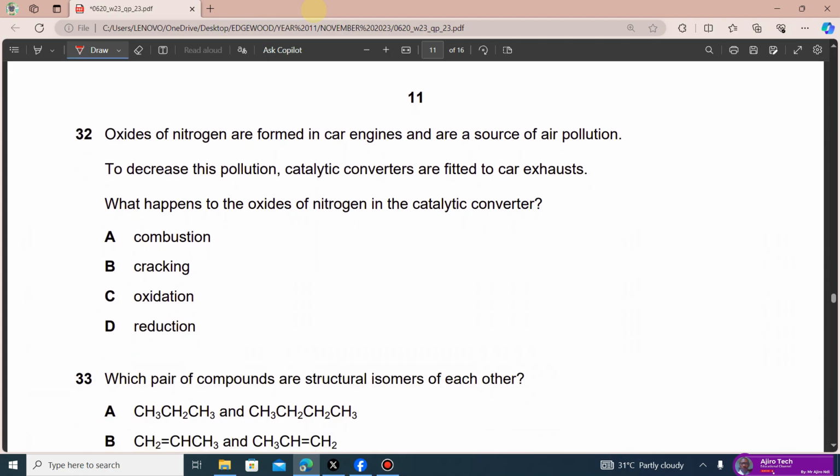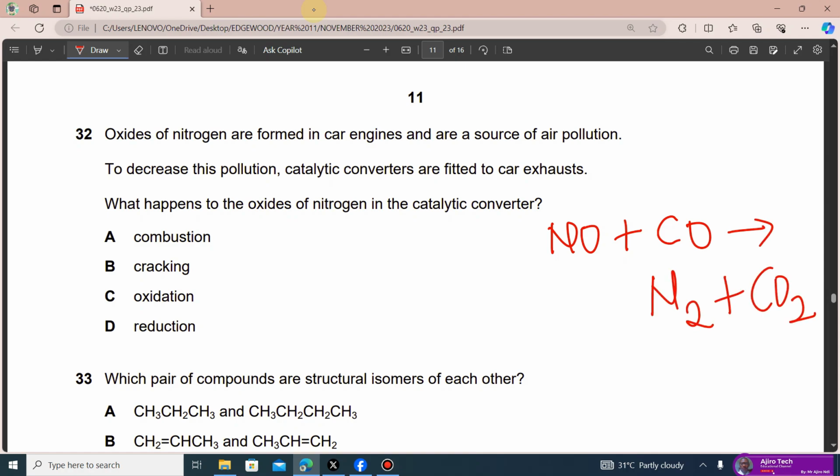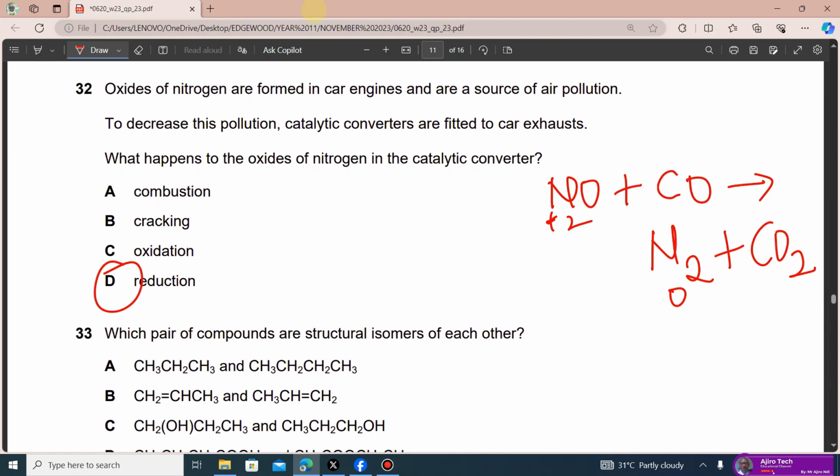Oxides of nitrogen are formed in car engines. Okay, what happens to the oxide of nitrogen in the catalytic converter? So if we have an oxide of nitrogen like this reacting with carbon monoxide, we would have nitrogen gas, then carbon dioxide giving off. Now, in this case, we see that the oxidation number of nitrogen has gone from +2 to 0, and that's a reduction. So simply a reduction has taken place there.